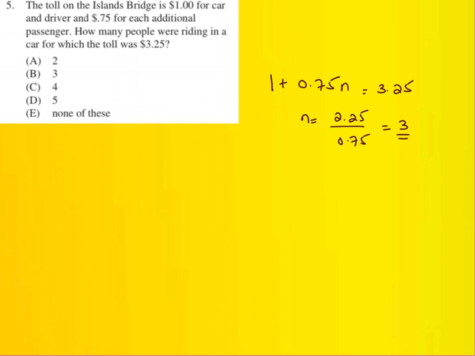What they're asking us to find is how many people were riding in a car. So there was one person initially and there are 3 additional people. That's actually a total of 4 people riding in the car. Hence the answer is C.